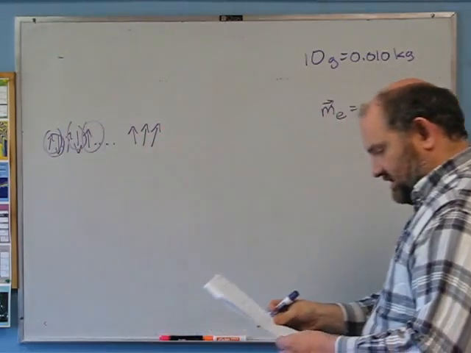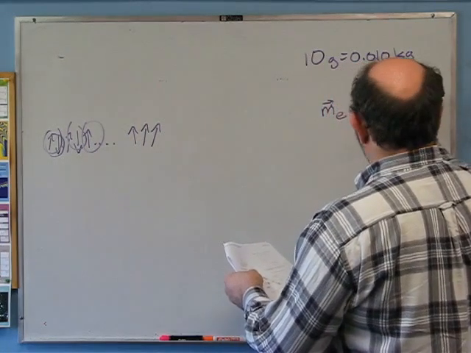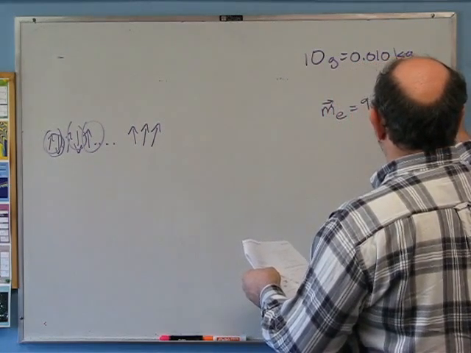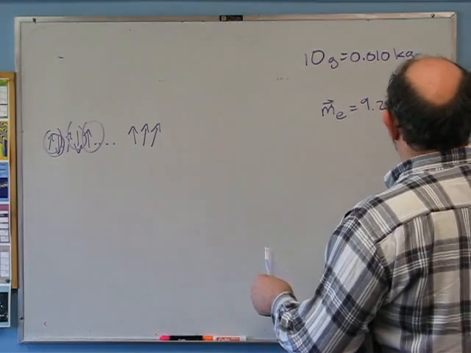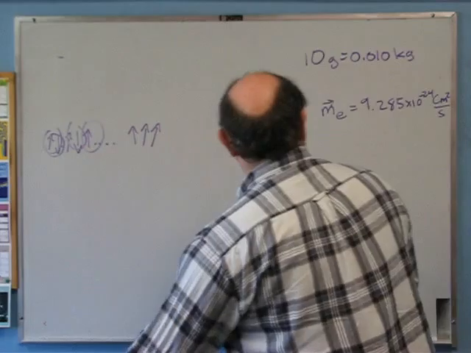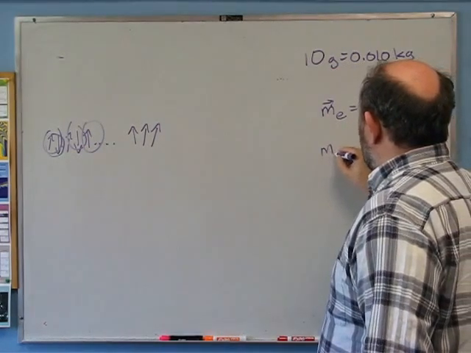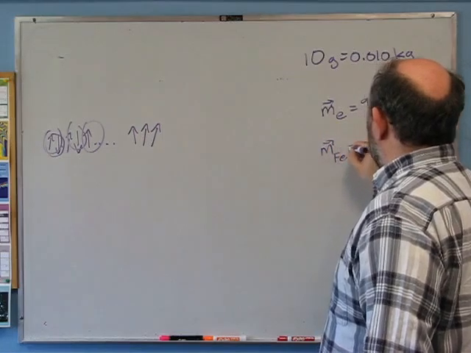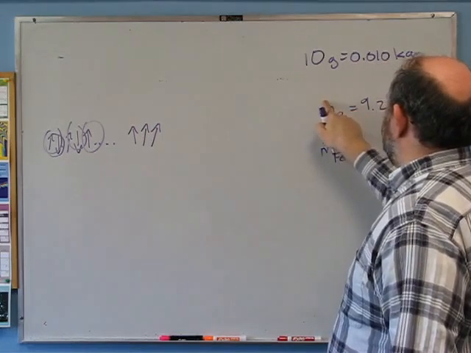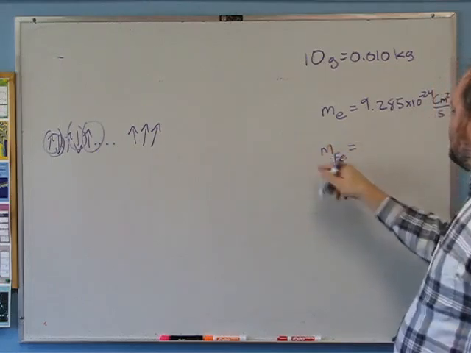All right, so what we have to do, basically we know the magnetic moment of one electron, we'll call it M sub E, is, and I certainly don't have this number memorized, but I gave it to you in class, 9.285 times 10 to the minus 24 coulomb meter squared per second. That's the magnetic dipole moment of one electron.